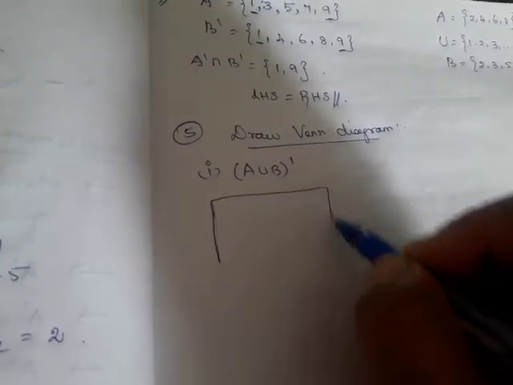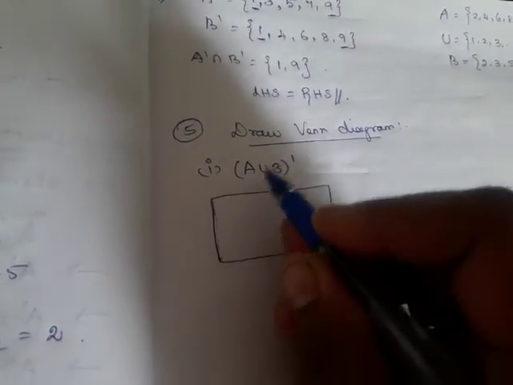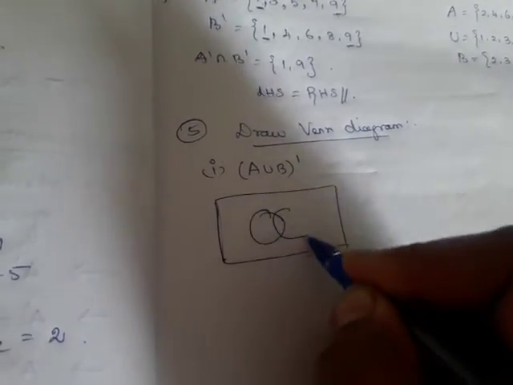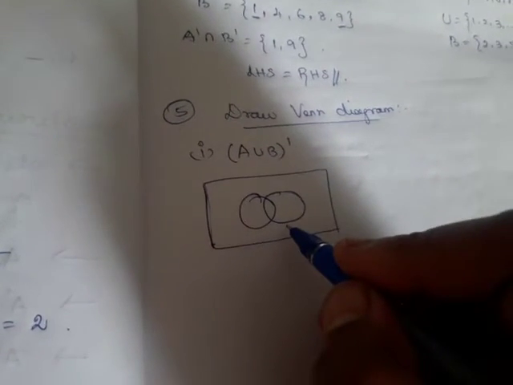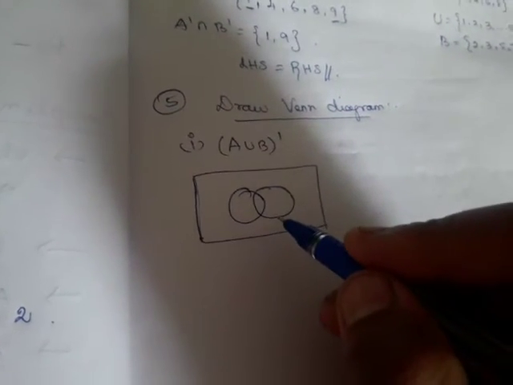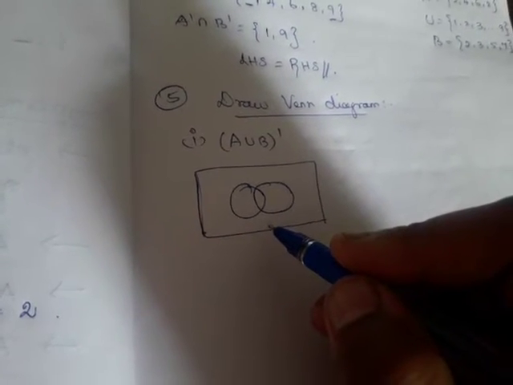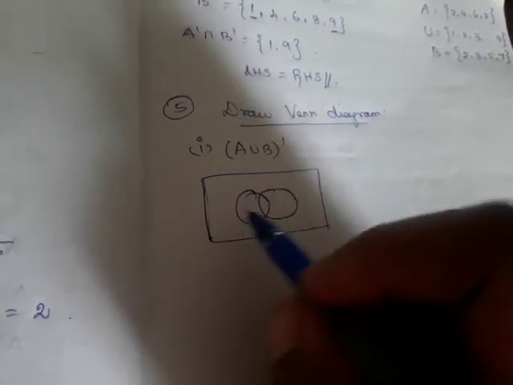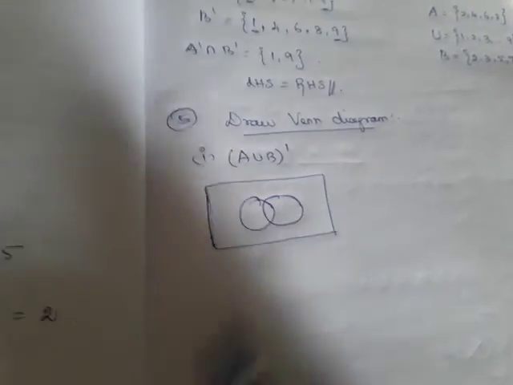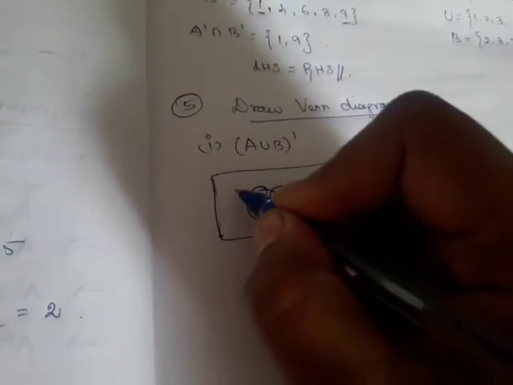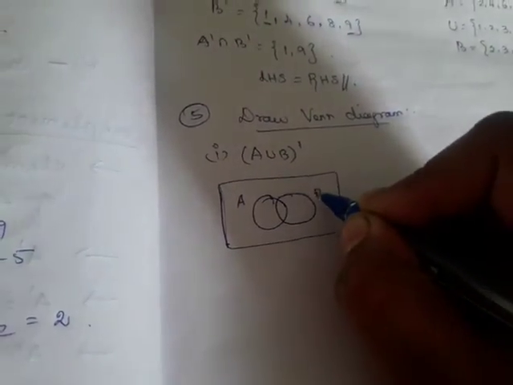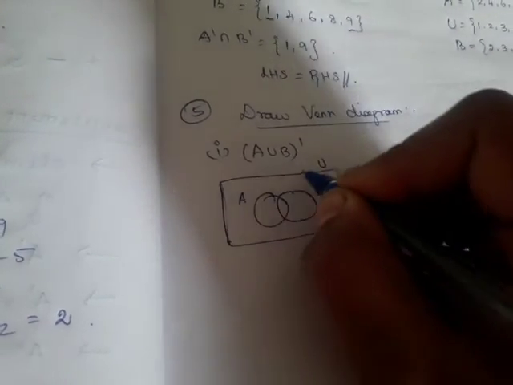So first step, what will we do? First we will draw a rectangle, and since it involves only two sets, draw two circles alone. And this I also insisted on: unless they mention whether the sets are disjoint or one set is a subset of the other, you go for the overlapping of sets only. So this is A, this is B and this is your universal set.